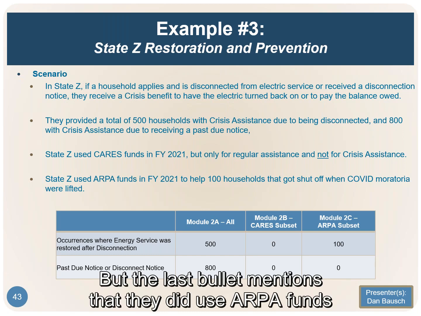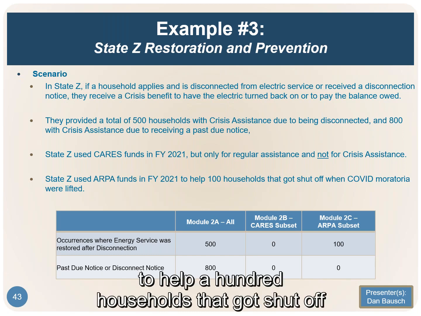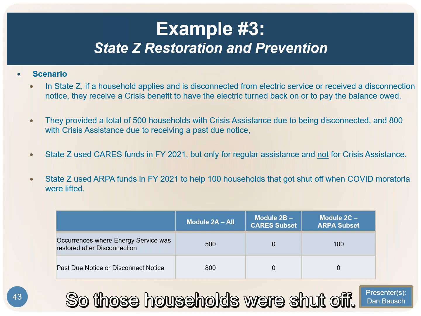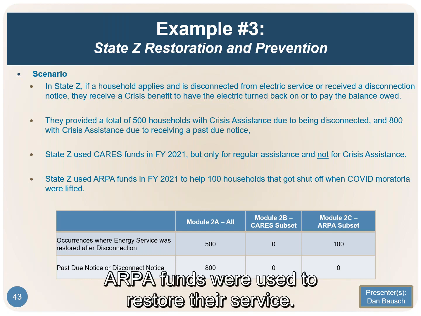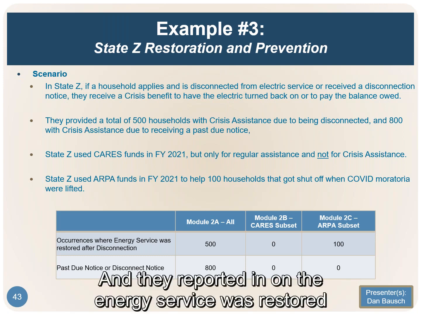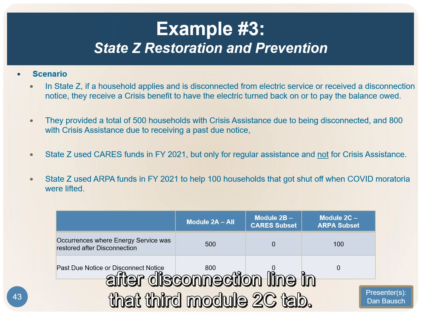But the last bullet mentions that they did use ARPA funds to help 100 households that got shut off when the COVID moratoria were lifted in that state. So those households were shut off. ARPA funds were used to restore their service. So that means 100 out of the 500 received ARPA funds, and they're reported on the energy service was restored after disconnection line in that third module 2C tab.